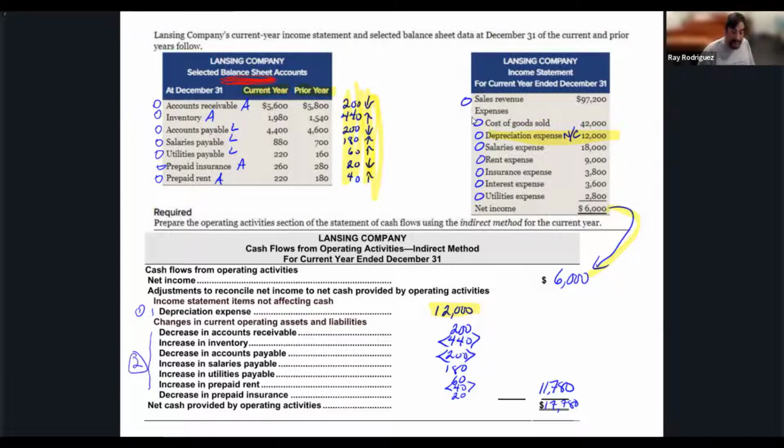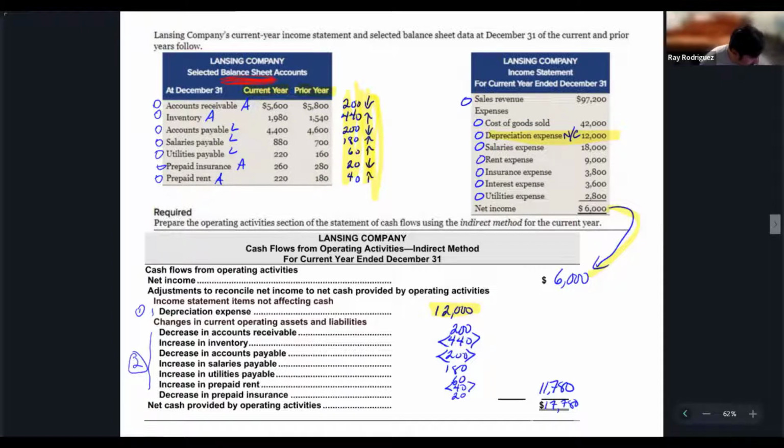And keep in mind, sorry, I just want to make sure that everybody can hear me. Keep in mind that the liabilities, you're going to add an increase and subtract a decrease, but on the assets, it's going to be the opposite. You're going to subtract the increases and add the decreases. So I'm just going to work my way down.